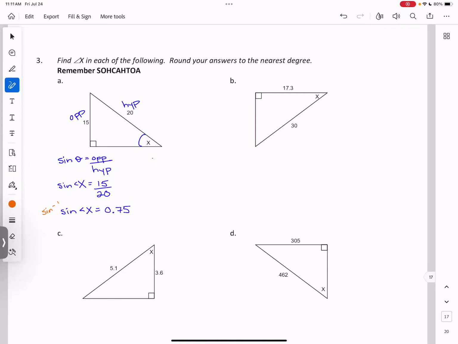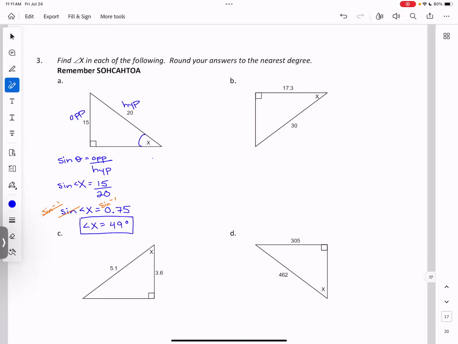both sides, because we want to cancel that sine on the left, and sine times sine inverse cancels each other out. And so we're left with angle x is sine inverse of 0.75. And so I do sine inverse of my previous answer on my calculator. We've been asked to round to the nearest degree, so that would be 49 degrees when I round.